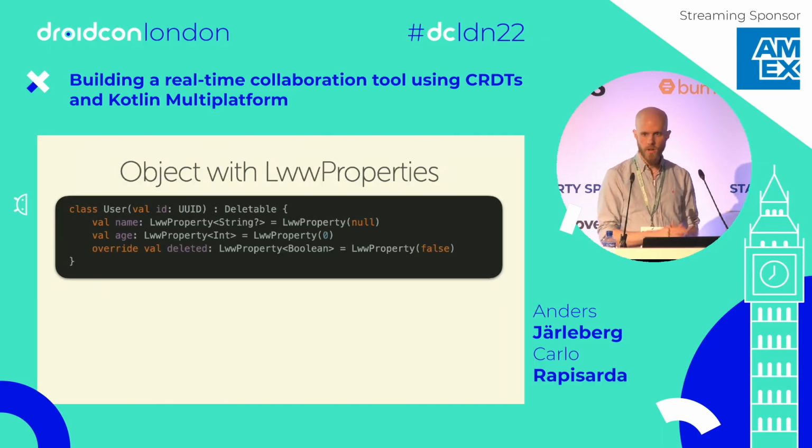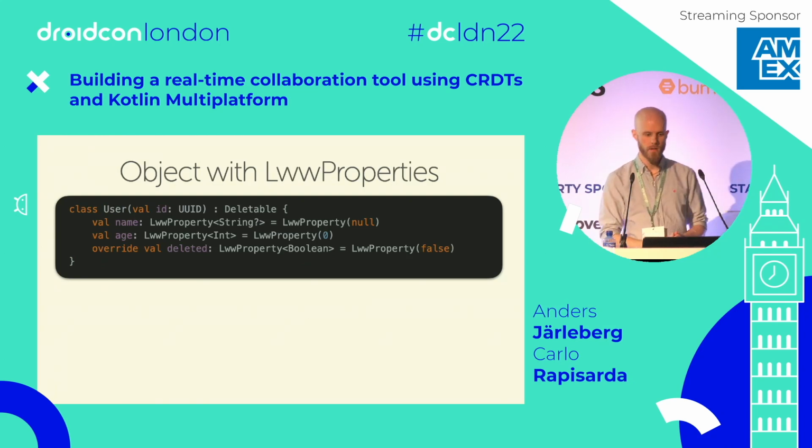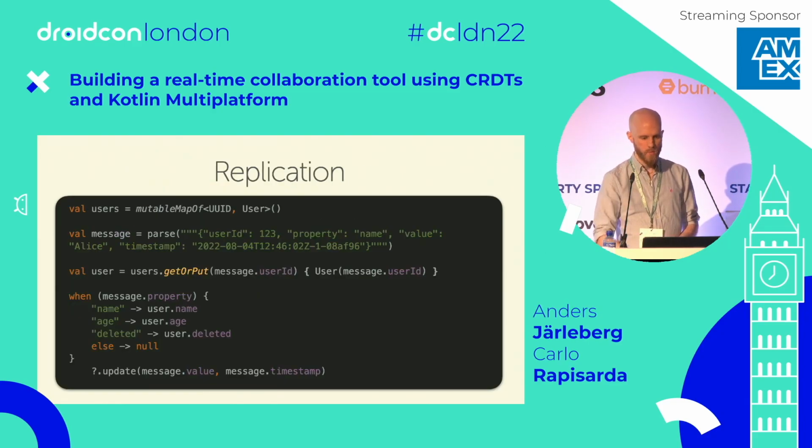But let's create a class that uses this. So we have this user class, we have an immutable ID on it, and we also have these three properties such as name, age, and deleted. You can see we're always passing these default values to use. And then we can start replicating this in all of our nodes.